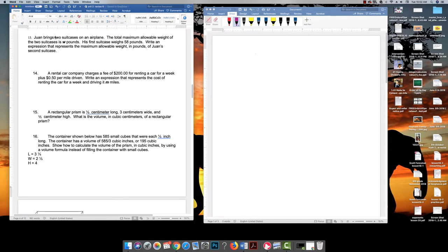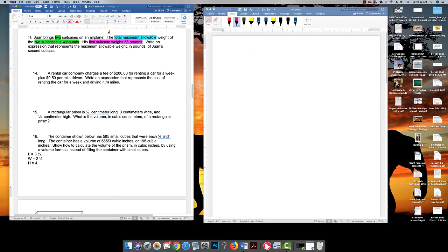He brings 2 suitcases into the plane. The total maximum allowable weight of the 2 suitcases is W pounds. Okay, his suitcase weight. So his first suitcase weighs 58 pounds.